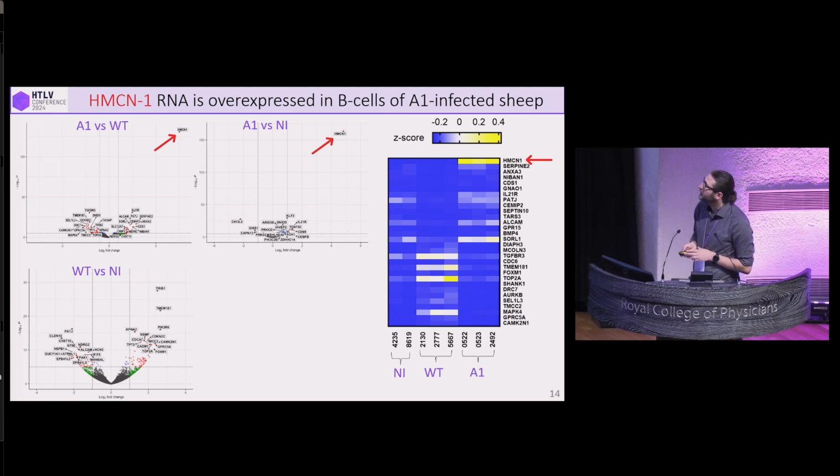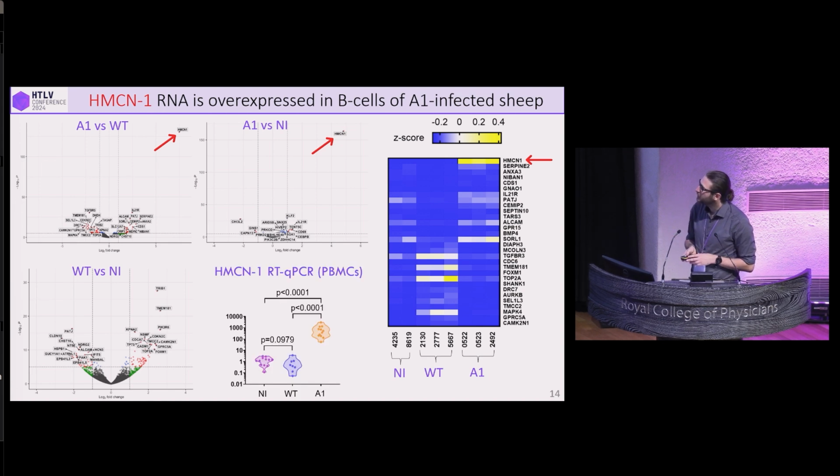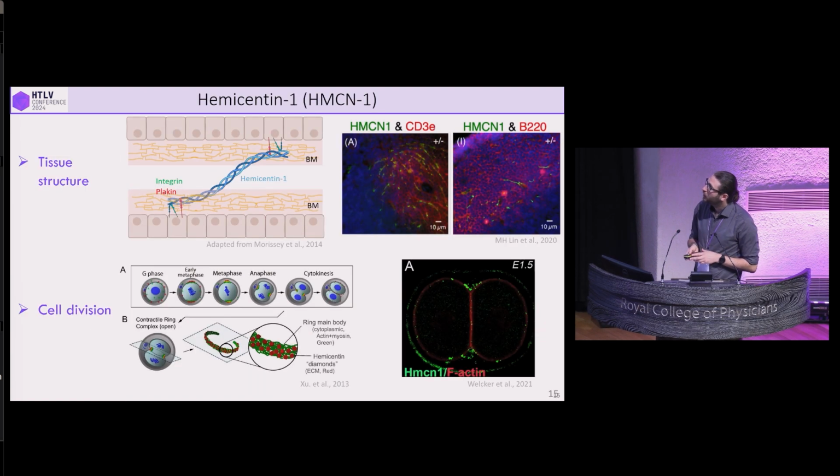And that gene in particular was HMCN1, as you can see here and here. We also confirmed that observation with separate RT-qPCR experiments on PBMCs collected from those animals. So HMCN1, or hemicentin-1, is a protein that is present in the extracellular matrix, and it actually plays a role in tissue structure as well as adhesion between two different types of tissues.